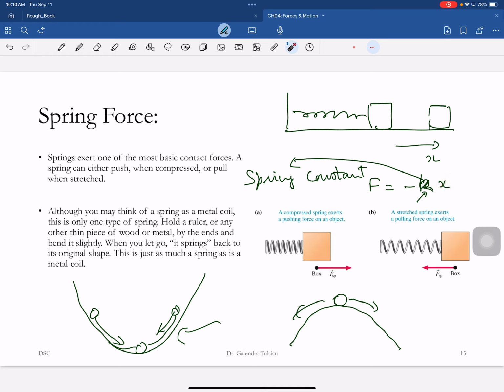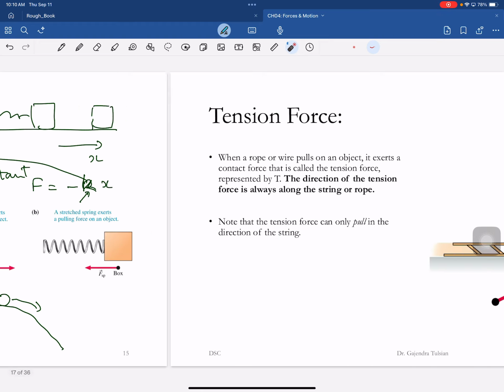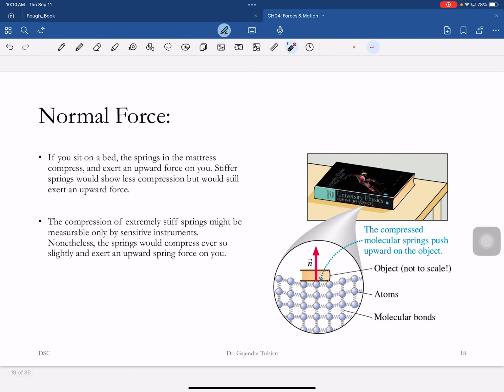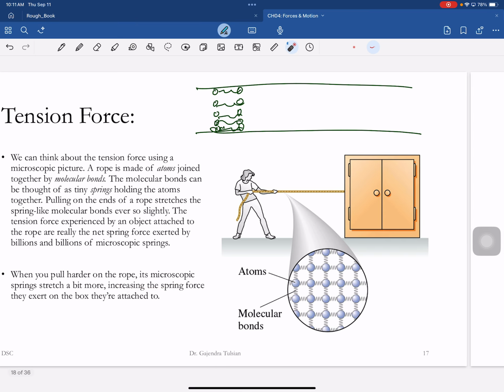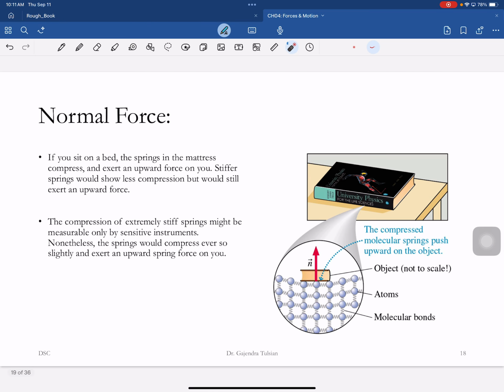What happens when you let go? It'll snap back. Yeah, all the springs go back to their original length, and the forces go to 0. All right, so you'll see this everywhere. When you pull harder on the rope, the microscopic springs stretch a bit more, increasing the spring force.